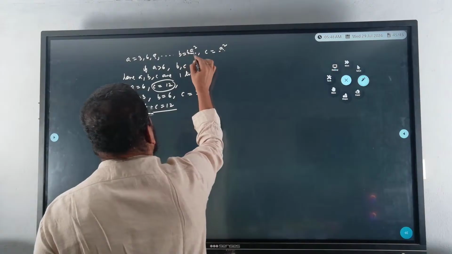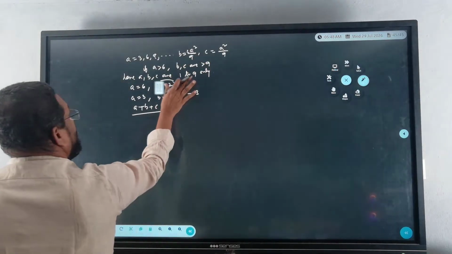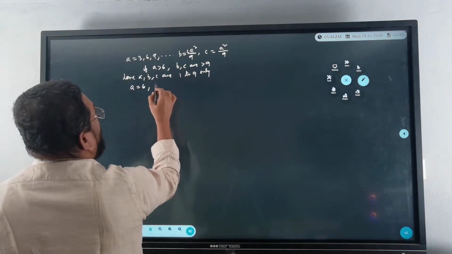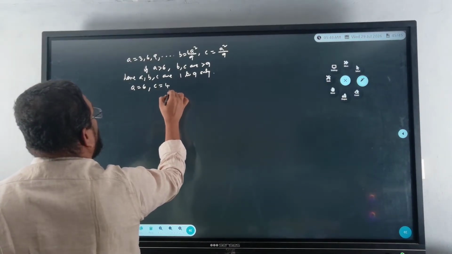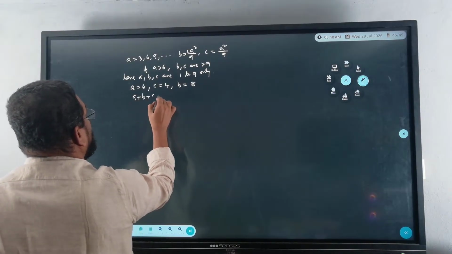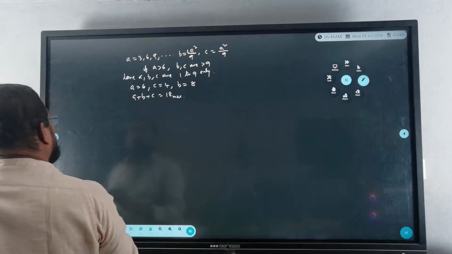This is 9. Sorry, this is also 9. If you take a is equal to 6, what will we get here? C is equal to 4, b is equal to 8. So a plus b plus c is equal to 18. That is the maximum.